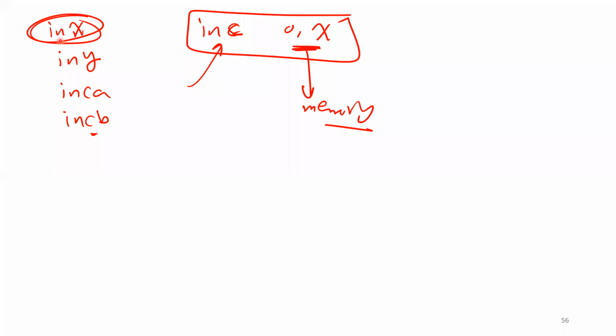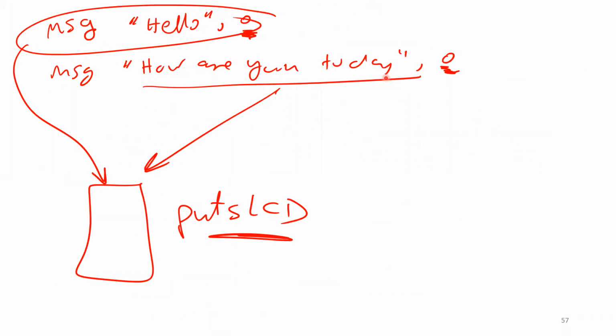Here I'm saying, increment X is different from increment 0, X, completely different, right? In increment X, you increment register X, increment register Y, increment register A or B, right? So this is for registers. Here, if I say increment 0, X, you actually increment a memory location pointed to by X, okay? So this should be a memory location, okay? Anyway, that's what we're going to see in the coming chapter 3.